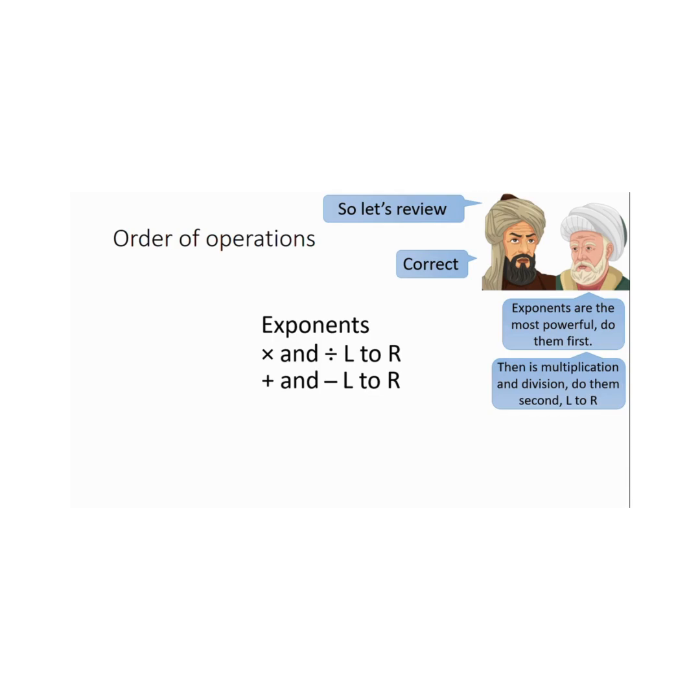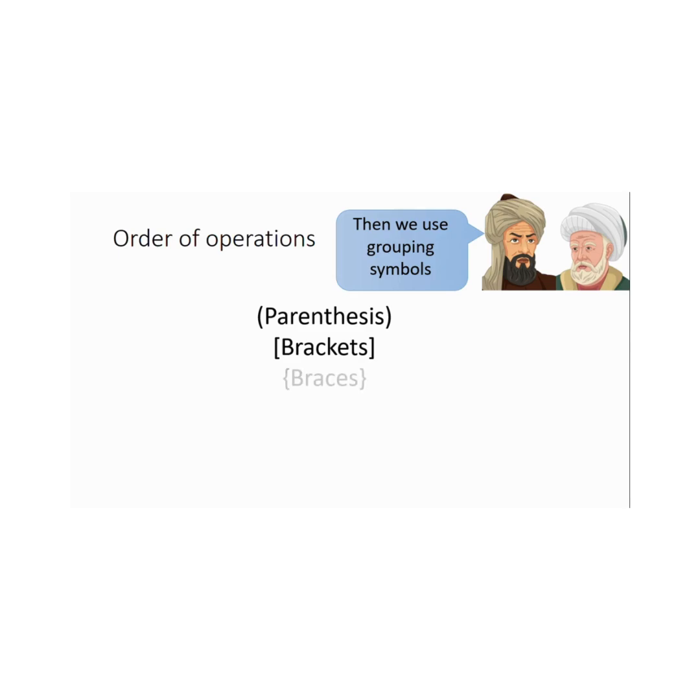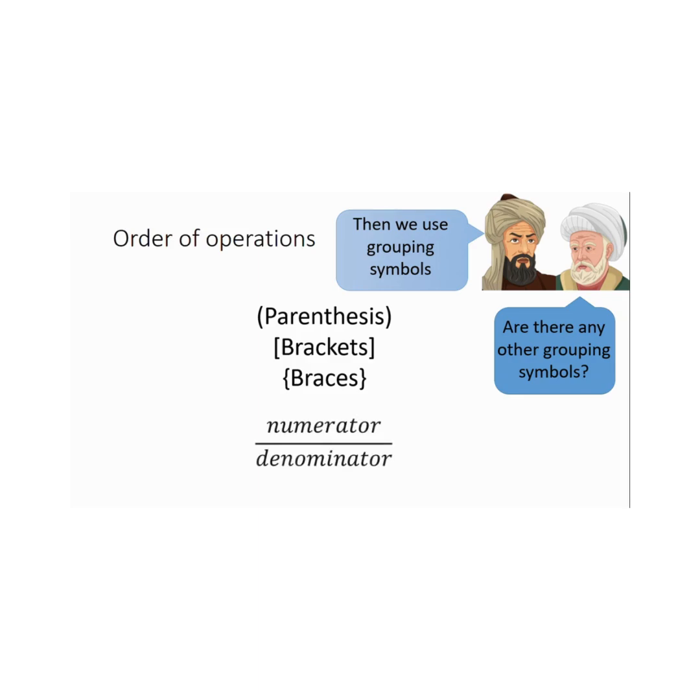Well, if you want to do them out of order, then we use grouping symbols. Things like parentheses to group operations and numbers together, or brackets. Those are grouping symbols. Or braces. Those are also grouping symbols. Are there any other grouping symbols? Well, we do have to remember that when we do a fraction, the numerator is grouped together, and in the bottom, the denominator is grouped together. So we want to do numerators and denominators separately and then combine them.